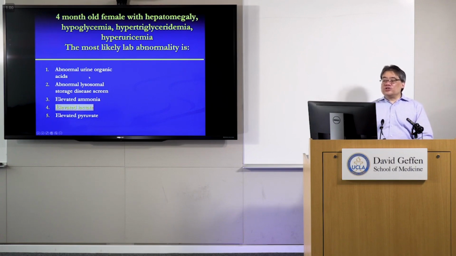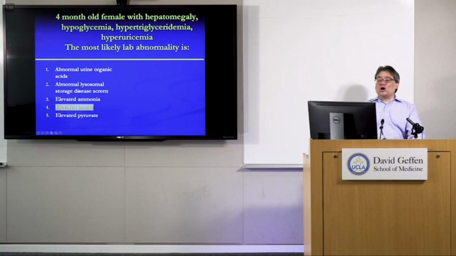So if we look at the choices, we have abnormal urine organic acids. Remember, urine organic acids are found with propionic and methylmalonic acidemia. They don't necessarily give you hypoglycemia or these things. They give you acidosis, pancytopenia, hyperammonemia. So that doesn't make sense. Lysosomal storage diseases are, again, slow presenting, usually after years, and they don't have a hypoglycemic presentation either. Elevated ammonia, well, we went over the organic acids and the amino acids, and that's not the presentation here.